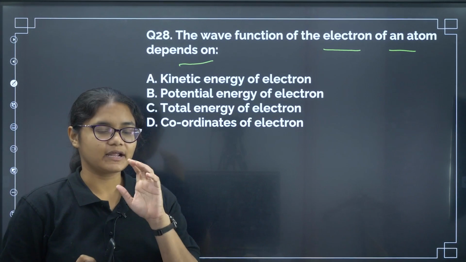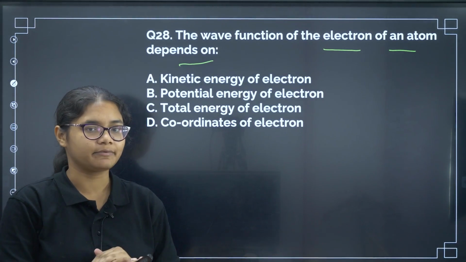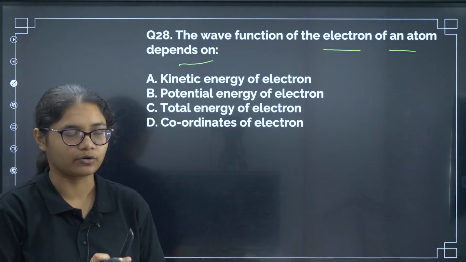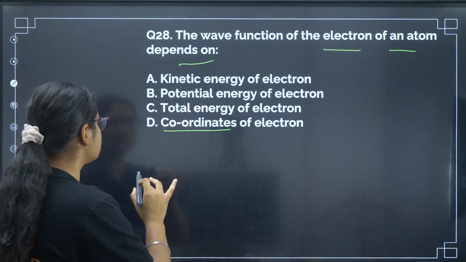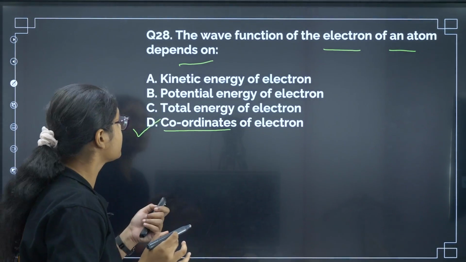So the wave function that we generate from the Schrodinger equation depends on the position of the electron, and the position of the electrons is given by the coordinates of the electron. So the correct answer for this question is option number D.